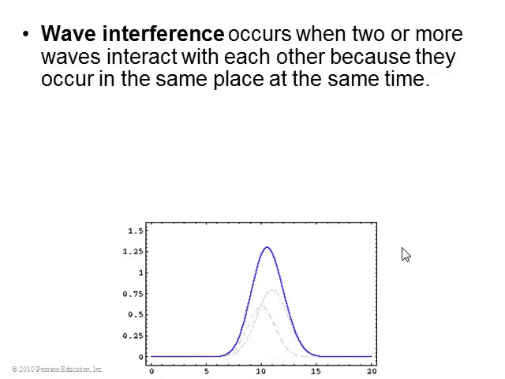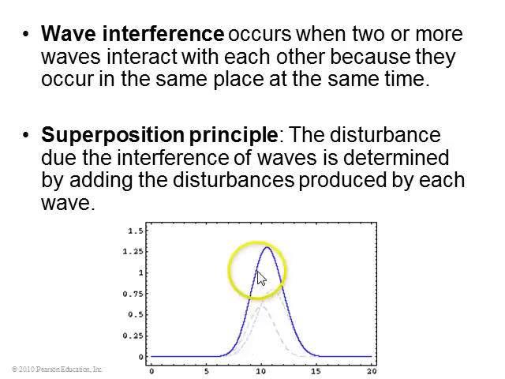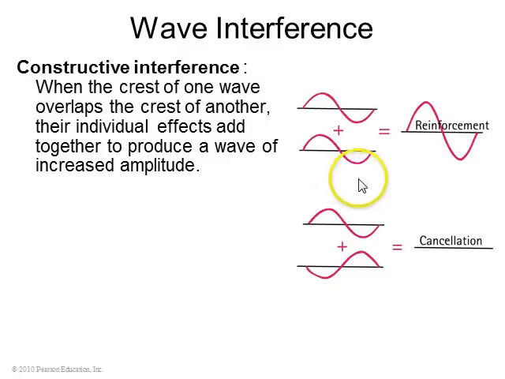Interference occurs when two or more waves exist at the same place, and the superposition principle is just the disturbance of one wave plus the disturbance of the other wave equals the disturbance of the resulting wave. So when two sine waves are traveling along in the same place and their crests match up with their crests and the troughs match up with the troughs, this can create a wave which has a greater amplitude than either of the original waves, and that is called constructive interference.